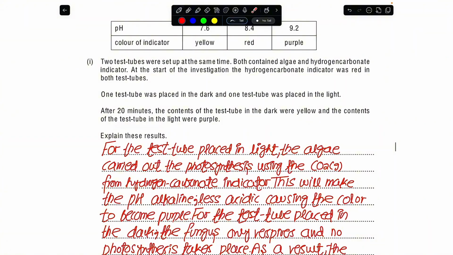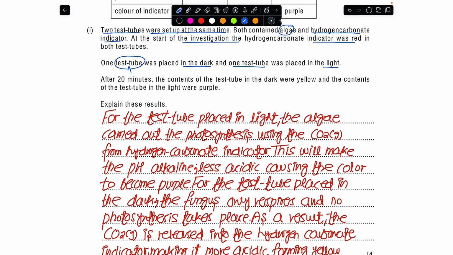Now they say that there are two test tubes and they were set up at the same time. Both had the algae and the hydrogen carbonate indicator. When the investigation was started, the color of the indicator was red in both test tubes. One of the test tubes was placed in the dark, and the other test tube was placed in the light. They say after 20 minutes, the content of the test tube in the dark was yellow, and the content of the test tube in the light was purple.